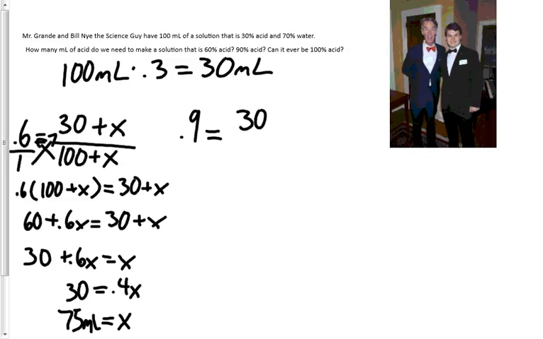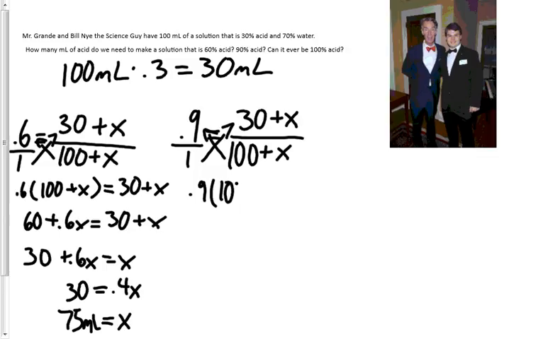This equals our initial amount of acid plus some amount of acid all over the total amount in our original solution plus that same amount of acid. This is similar to 0.9 over 1. So all we have to do is cross multiply. 0.9 times 100 plus x is equal to 1 times 30 plus x, which is still just 30 plus x.